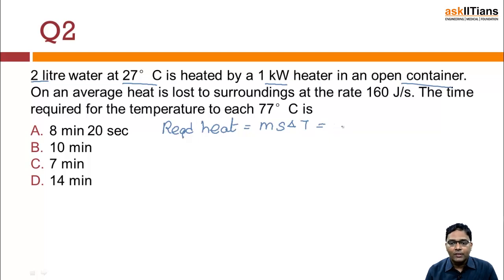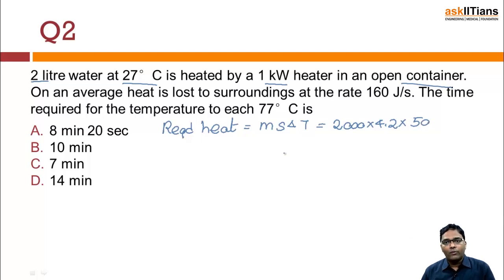So in this case, what will we get as a result? We need to change the volume into mass because we need the mass. Taking that into account, you'll effectively get 2000, specific heat is 4.2, temperature difference is 50.